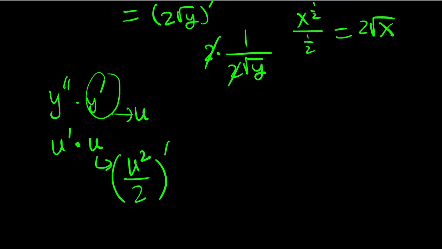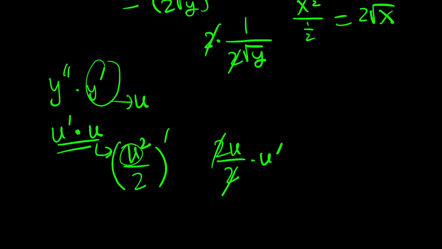Why? Because u is a function of x, because y is a function of x. So by chain rule, when you differentiate something like this, you would get 2u over 2 multiplied by u prime, because you always have to differentiate the inside. Remember how the chain rule works. And the 2's cancel out, and boom, we get the exact same expression.